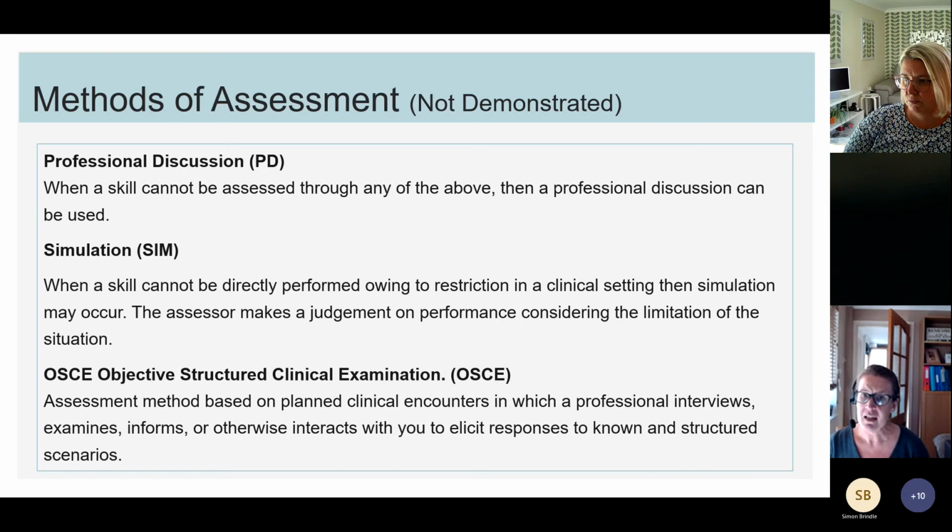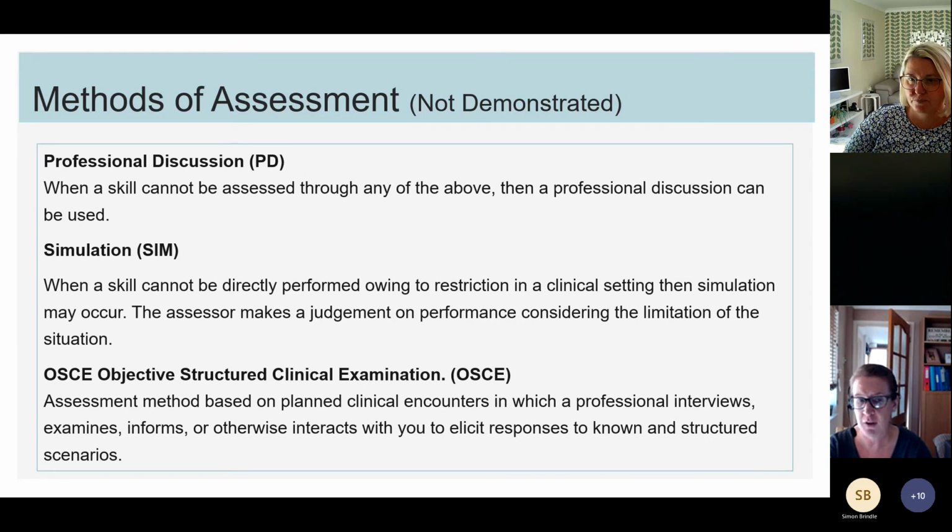Again, there's simulation. That is another way that it can be evidenced. The students do quite a lot of simulation within the university environment, and we're always encouraging them to take videos, in the university environment, not in practice, obviously. Then if they get to the end of the year and haven't managed to do something in practice, they might be able to use that video as evidence.